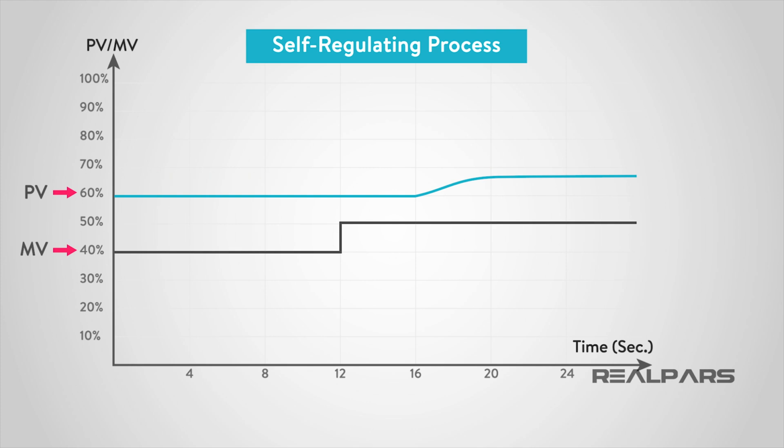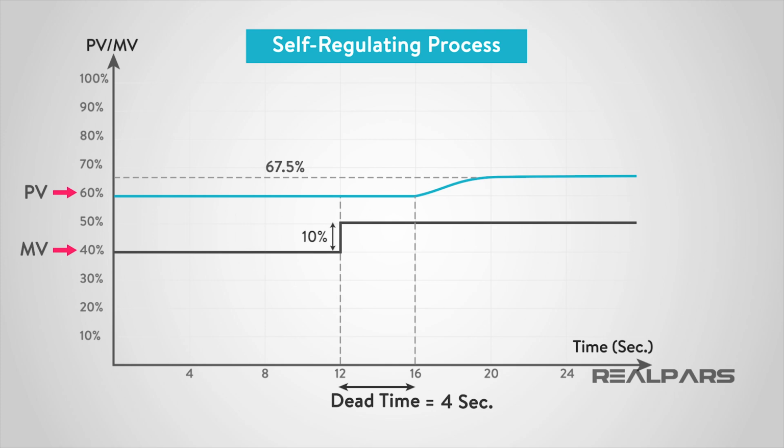I will look more closely at this reaction curve. I noticed that when I made the valve output change, the process took a short time to respond to the change. This time is called dead time. It appears from the reaction curve that the dead time is approximately 4 seconds. I also noticed that the new steady state value is 67.5%.